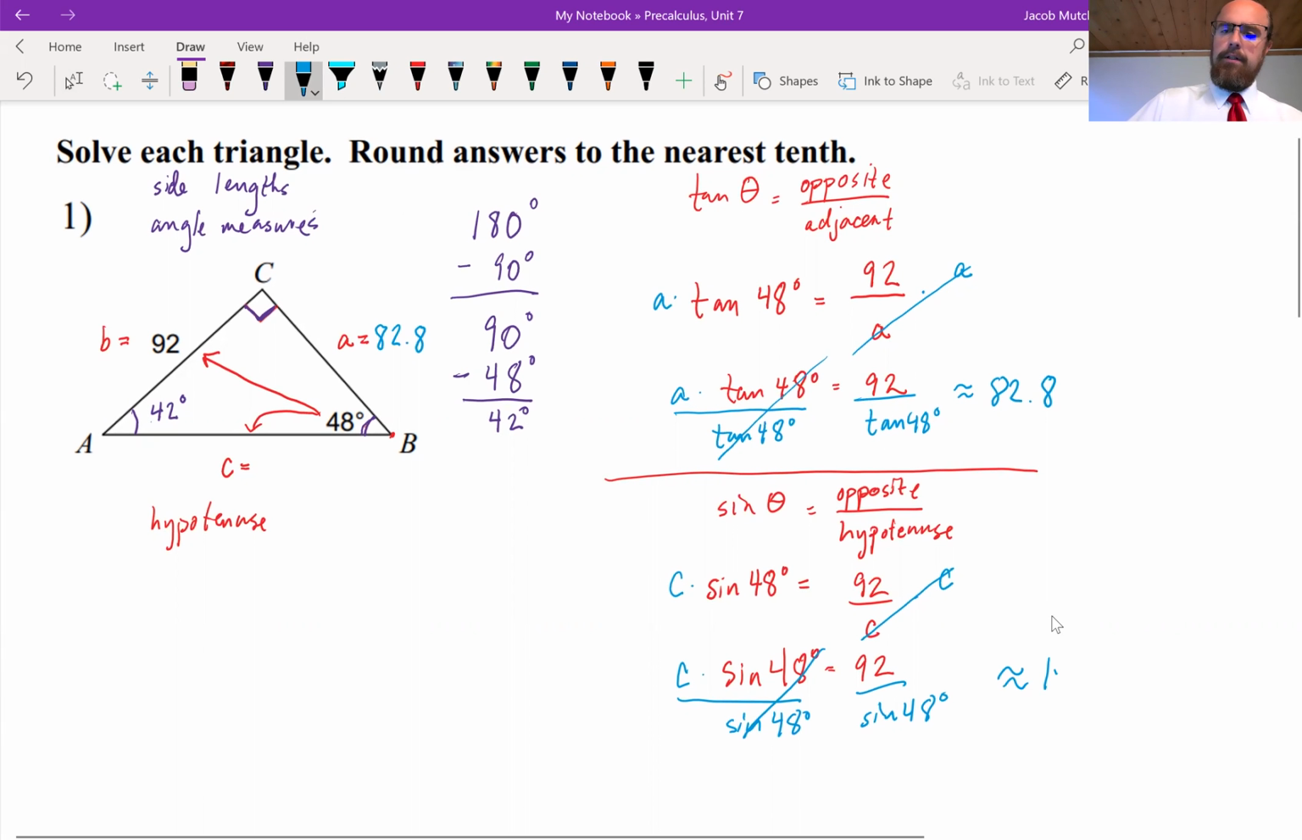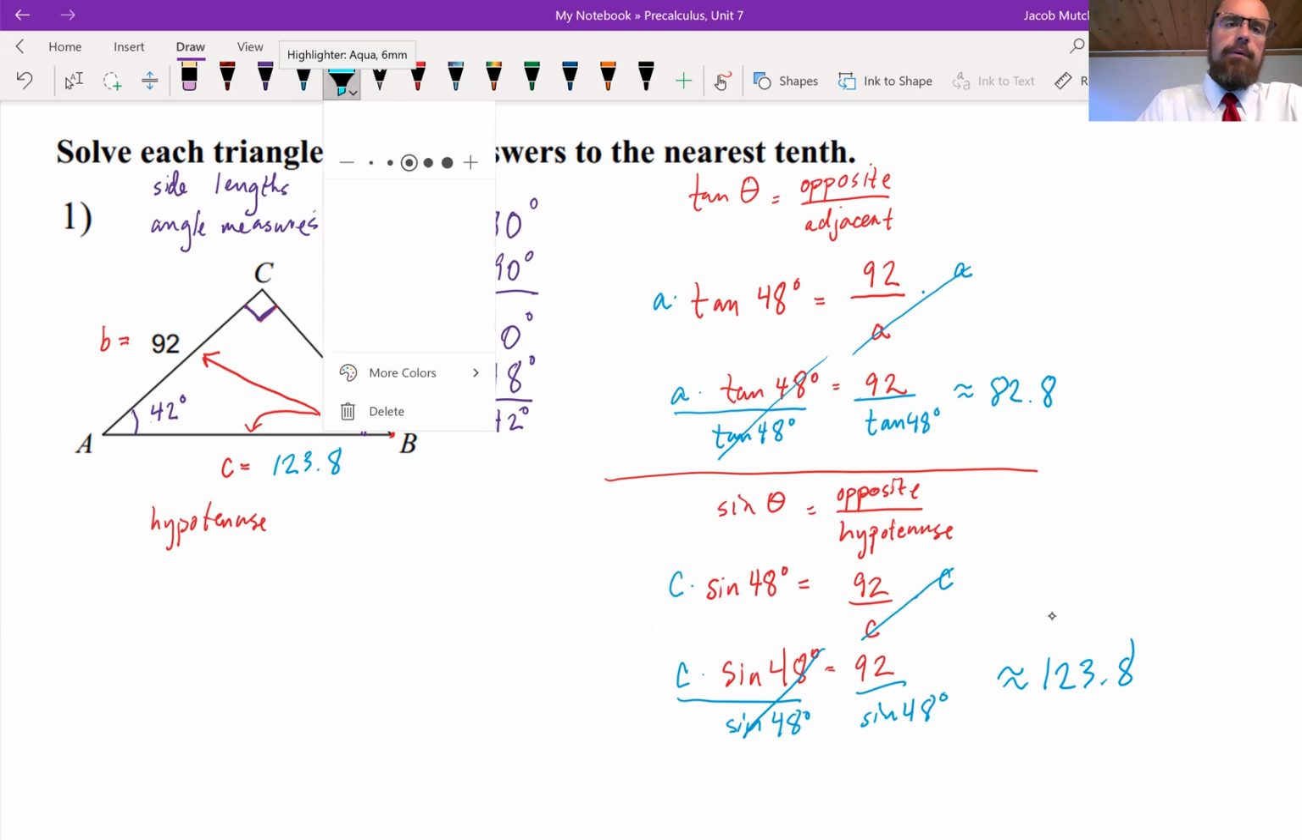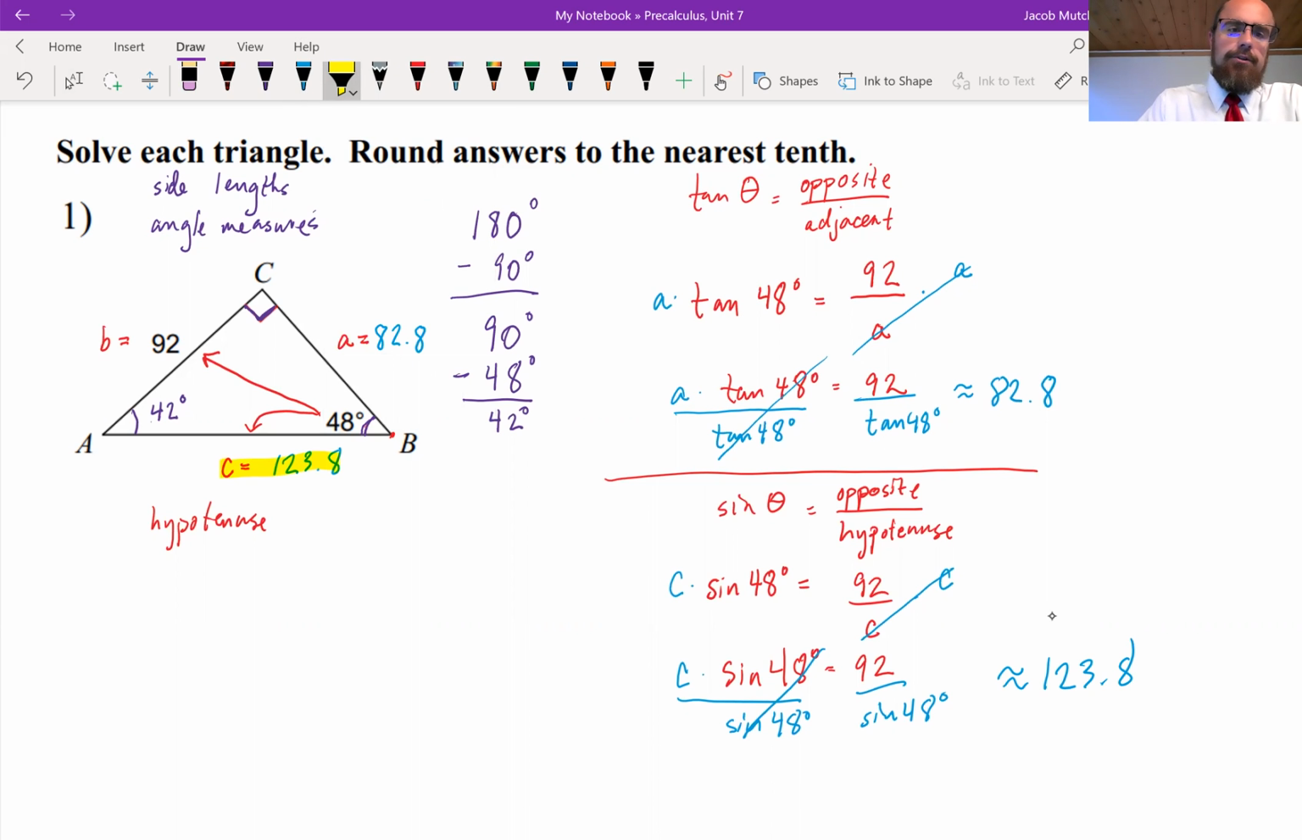123.8 is about the length of the hypotenuse. And with that last calculation, we have solved the right triangle. So again, what we're checking for when we say we've solved it is that I've got all three side measures. So I'm just going to highlight those in yellow there. And all three angle measures. So I have the 90, I had the original 48 degrees, and 42. We have solved the right triangle.